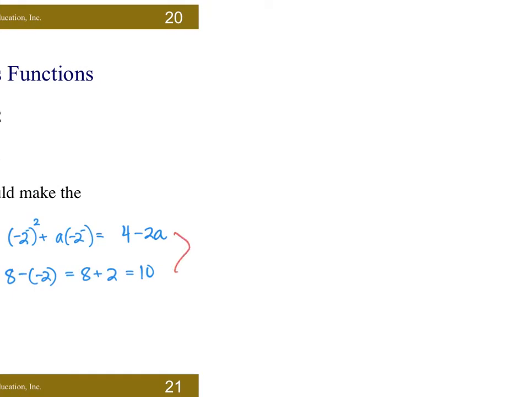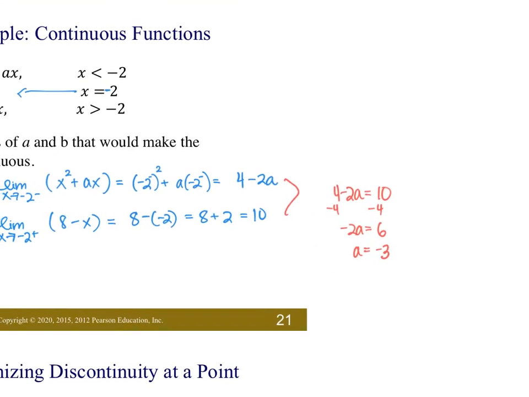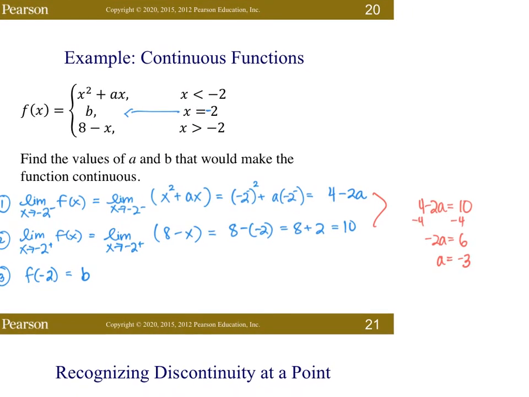So we want these two, 4 minus 2a, which is the first step, set equal to 10. So I'll subtract 4 from both sides. So negative 2a is 6, and a is negative 3. I also need to make steps 2 and 3 match. So 10 for step 2 needs to be equal to b. And so we've got our answers where 10 is equal to b and negative 3 is equal to a. And that will make the function continuous.